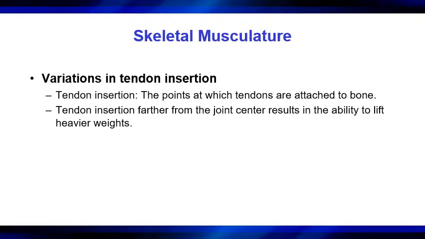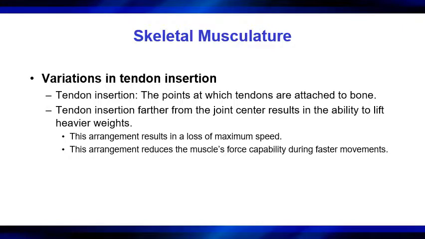Where the tendon is inserted farther from the joint center, it usually results in the ability to lift heavier weights. It allows you to apply more force. But it results in a loss of speed, a loss in your ability to contract fast. So this arrangement reduces the muscle's force capability during faster movements.